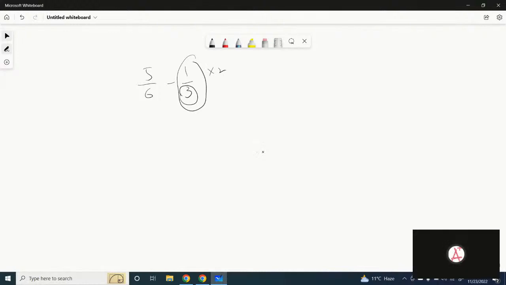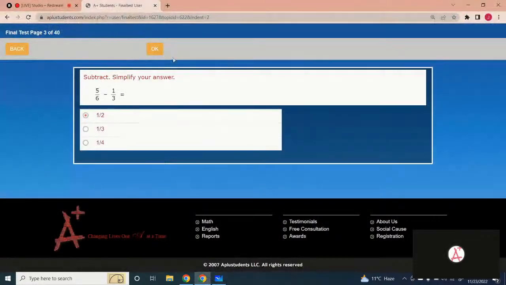So multiply this fraction by 2. So it would be 5 over 6 minus 1 times 2 divided by 3 times 2, which is 5 over 6 minus 2 over 6. Now they have the same denominators, just subtract their numerators. 5 subtract 2 is 3 over 6. Just divide both numerator and denominator by the same number, 3. So it is 1 over 2. Got it? Just select the correct option and click on the OK button.